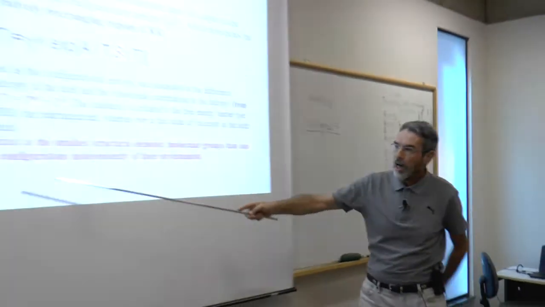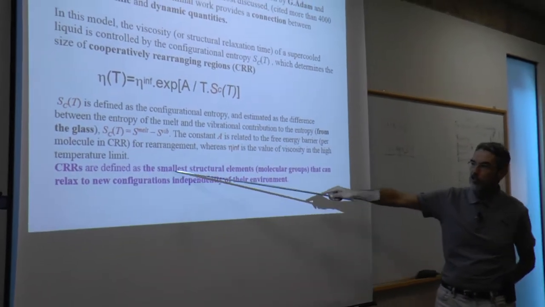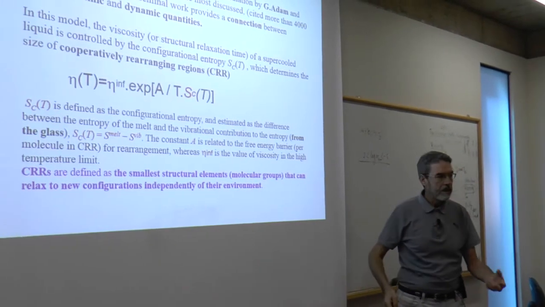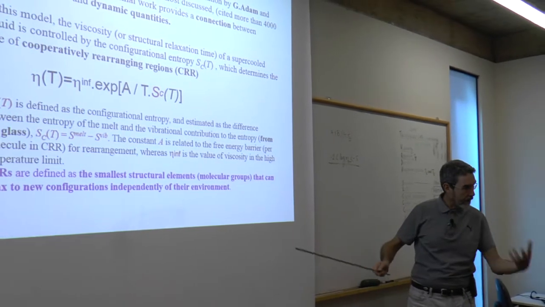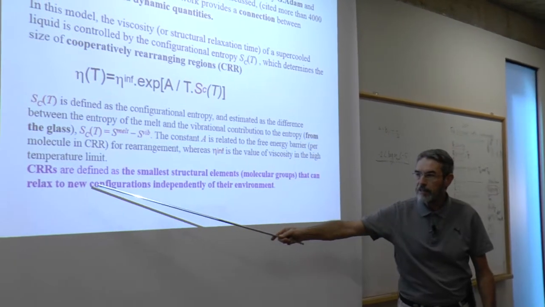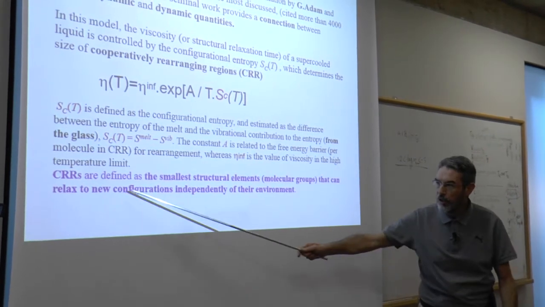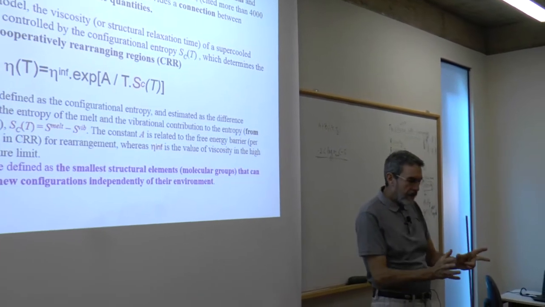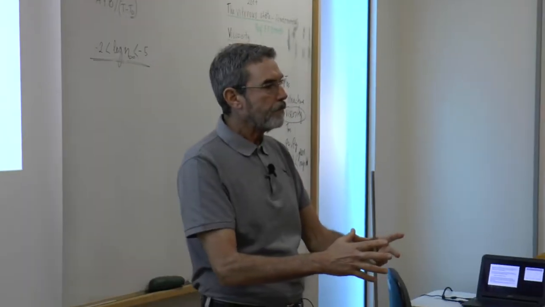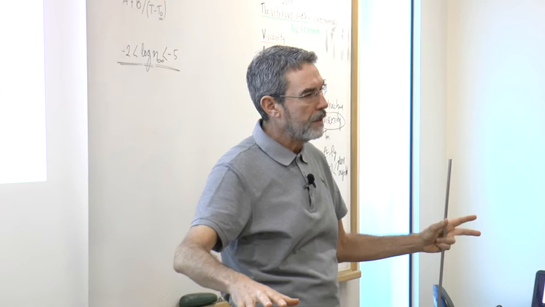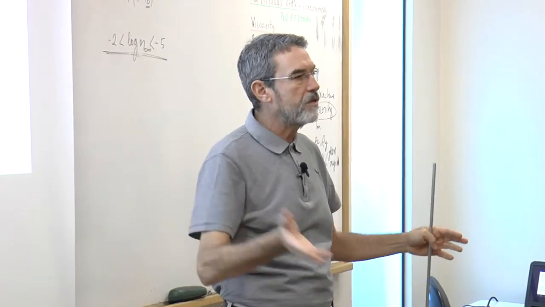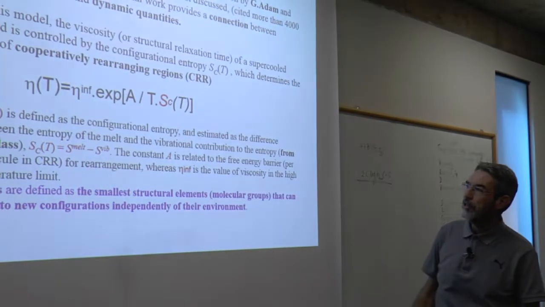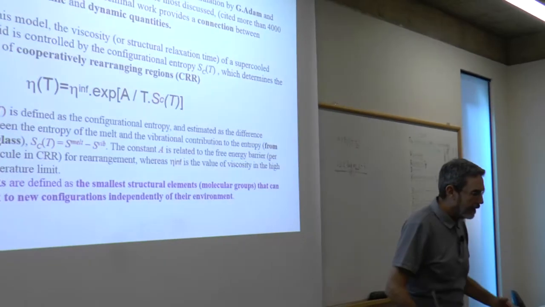So CRRs are defined as the smallest structural elements or molecular groups in the glass or in the liquid that can relax or move to new configurations independently of their environment. These groupings relax independently. And there is a distribution of these groups. They tend to become larger and larger as the viscosity increases or as the temperature decreases. And this is predicted by this equation, the Adam-Gibbs equation.